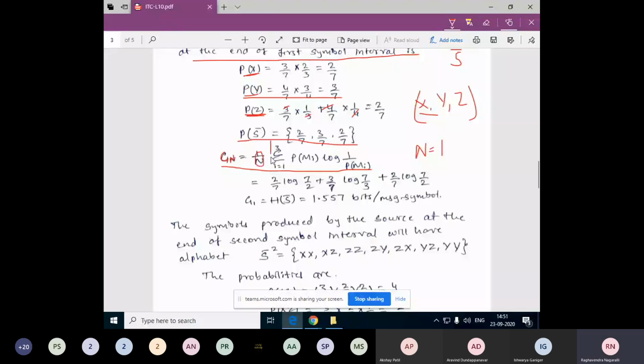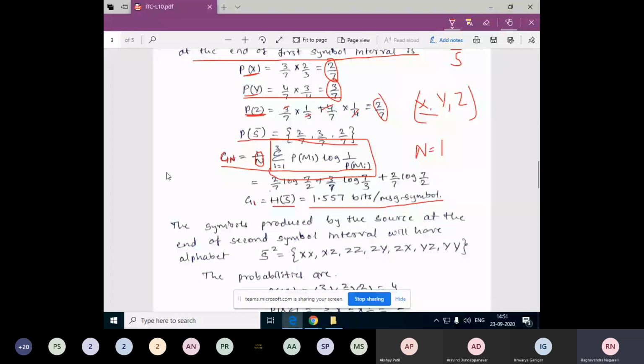So the only thing that is left here is this equation, and this equation is nothing but the entropy of the source. Substituting the values 2 by 7, 3 by 7, and 2 by 7: 2 by 7 log 7 by 2 plus 3 by 7 log 7 by 3 plus 2 by 7 again log 7 by 2. This is the value that we get. So this is the G1.